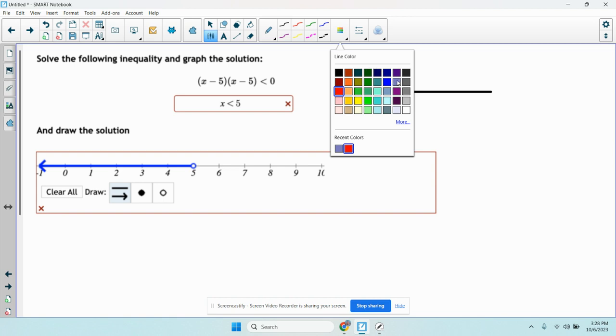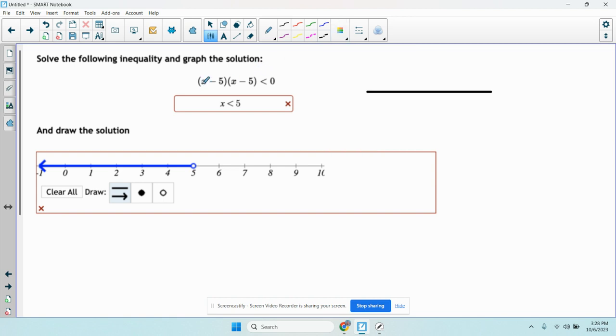So again, the first thing I'm going to do is figure out when this thing equals 0. You can pretend that this less than symbol is an equal sign. In fact, I'm just going to write that x minus 5, x minus 5 equals 0. Either the first thing equals 0 or the second thing equals 0. Either way, you get the same answer, x equals 5. So this only has one point where the parabola touches the x-axis, and that's 5. So all we have to do is test numbers on either side of 5.